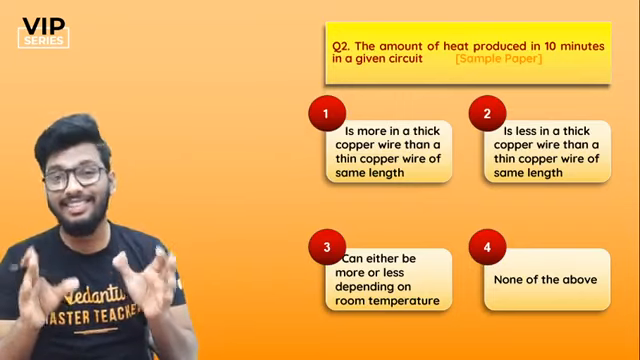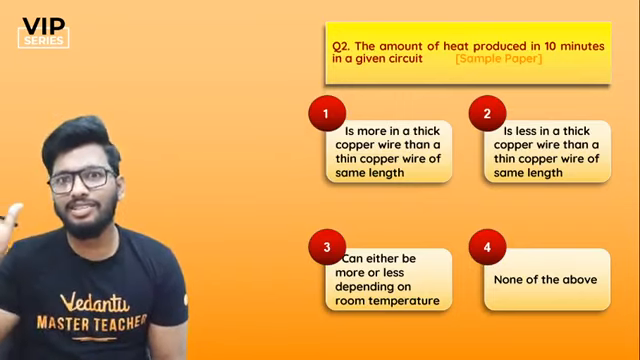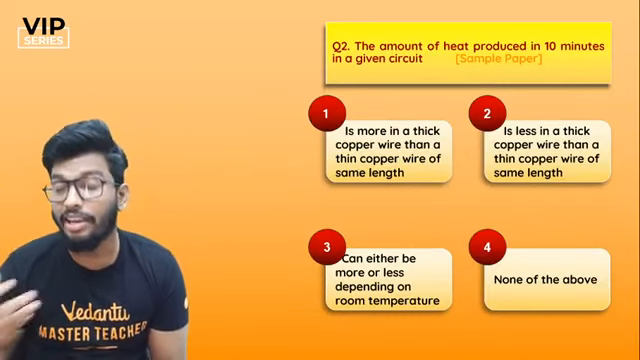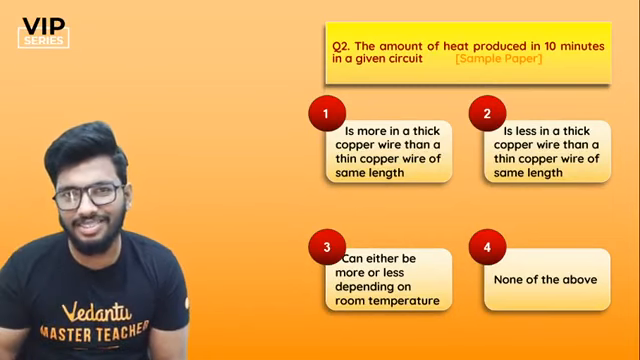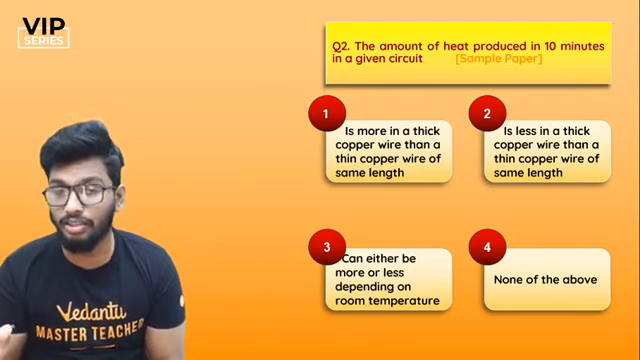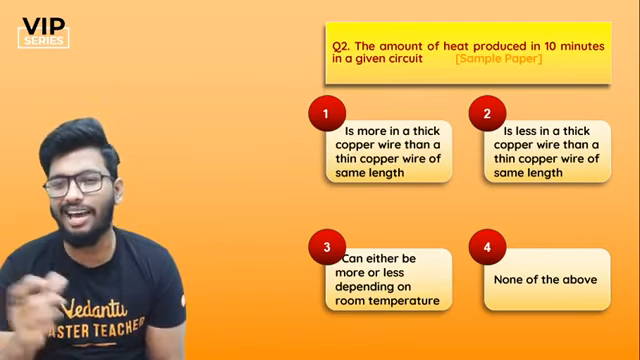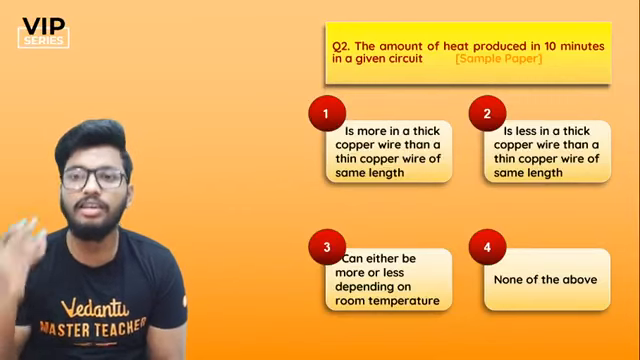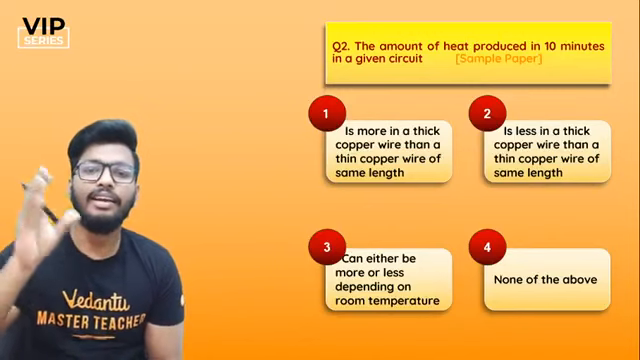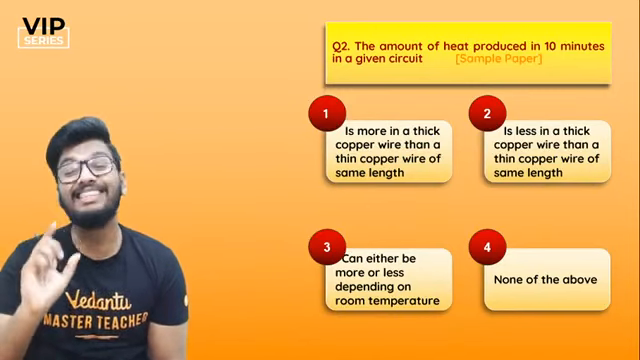Here's another one. This is a logical thinking question. You don't need to use any formulas, but you need to understand some of the factors that affect resistance and heat energy produced in a circuit. So here's the question. The amount of heat produced in 10 minutes in a given circuit is: more in a thick copper wire than a thin copper wire of the same length, less in a thick copper wire than a thin copper wire of the same length, can be either more or less depending on the room temperature, or none of these. Easy question, guys.